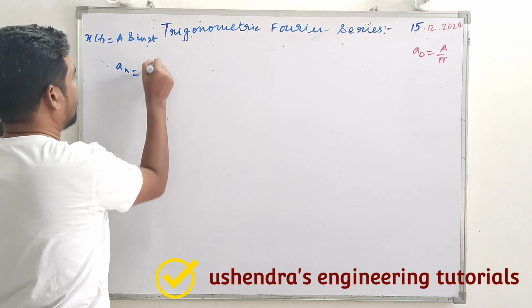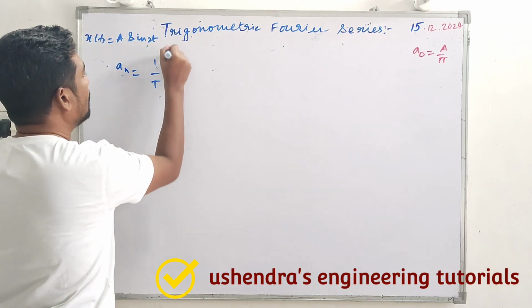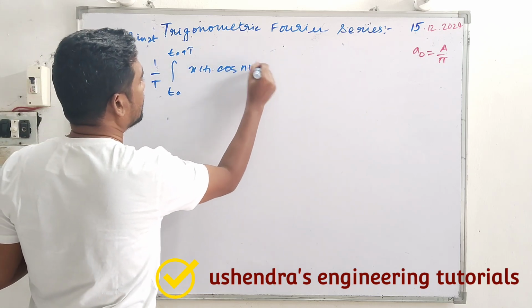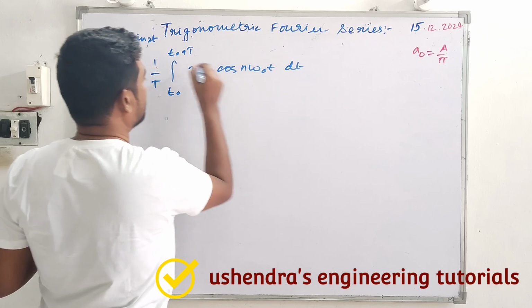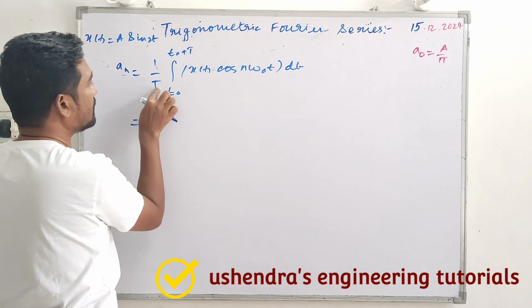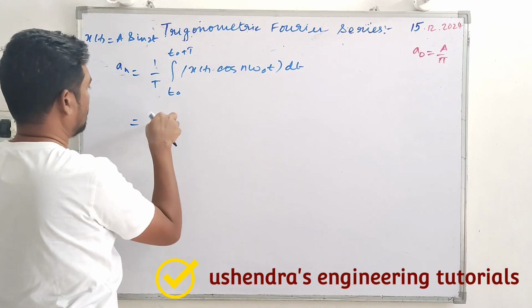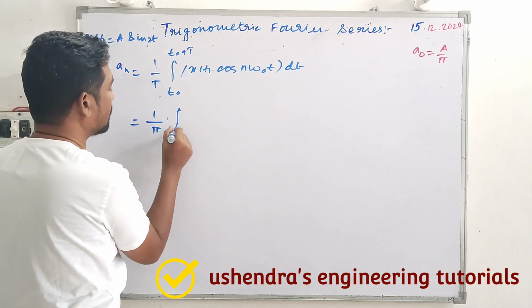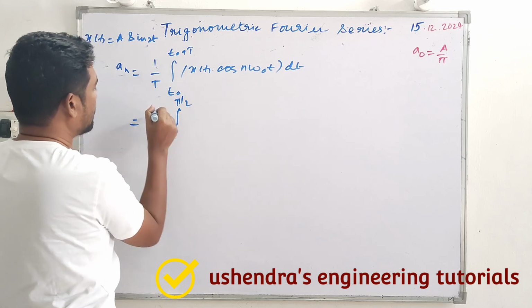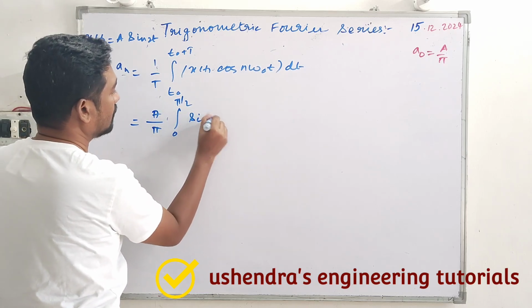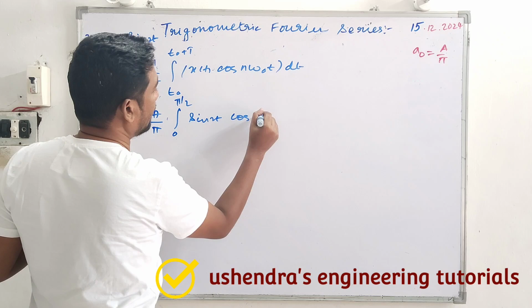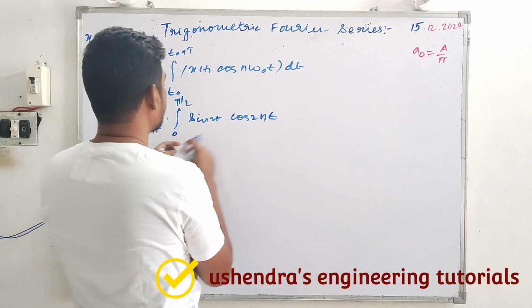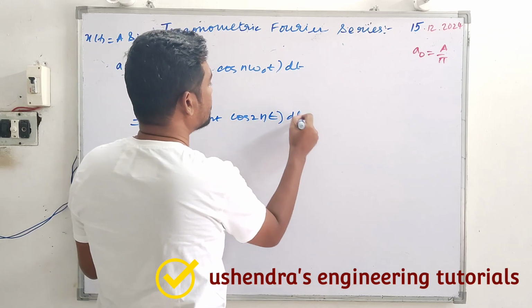The expression for a n is given as the general expression 1 by T integral from t naught to t naught plus T, x of t multiplied with cos n omega naught t, and then the integration comes in between. So plugging in T, the limits, and x of t for further evaluation, T is pi, integration is from 0 to pi by 2, x of t is A sine 2t, cos n omega naught t, omega naught is 2 again, remember, throughout the entire process. And here we go, dt, and take a pause.